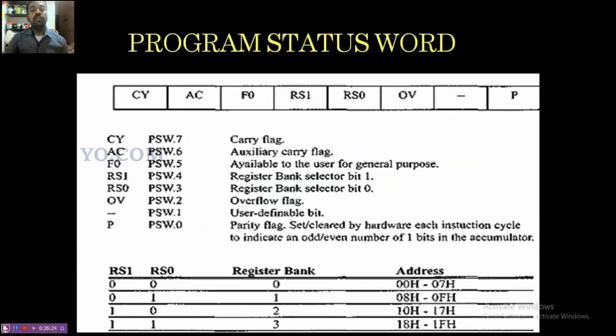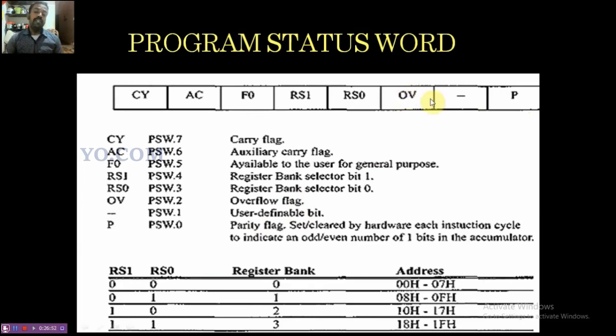Next we are going to see the program status word. The program status word is an 8-bit register. This 8-bit register indicates the different statuses of the 8051 microcontroller. The first bit, PSW.0, is P. P indicates the parity flag. If the parity flag is 1, it indicates even parity. If it is 0, it indicates odd parity.